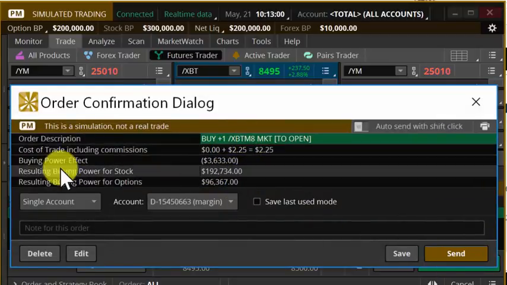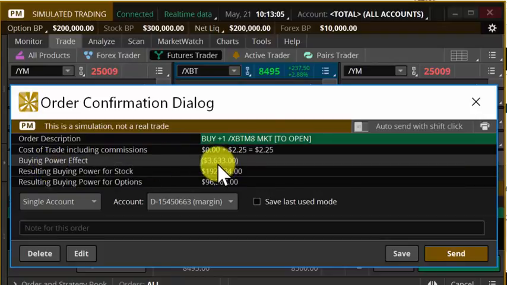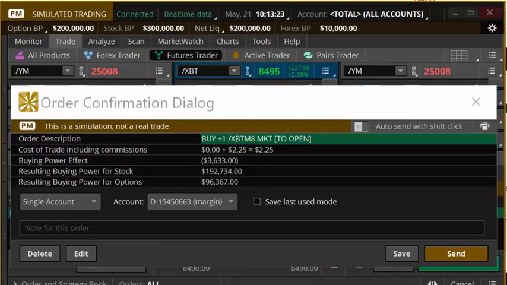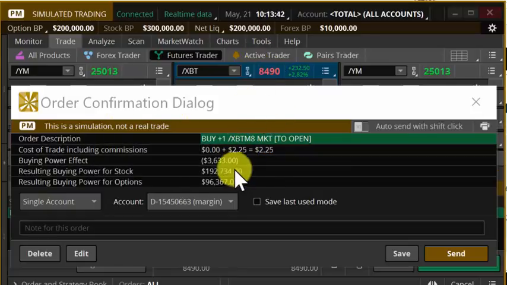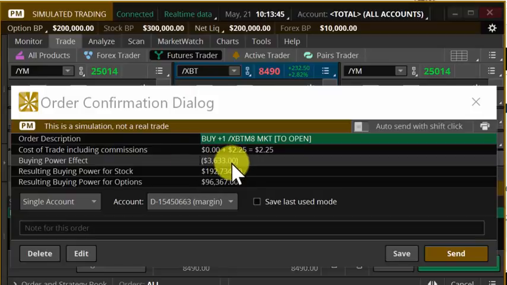Now you have market, and the cost could be $2.25. Buying power effect 3,633. And you think about 8,500, right? So you take half of that, that's about 4,200. And this number is a little bit less. So it's possible that this number is the amount your buying power is reduced by, which is the margin we talked about, which is that 44% of where it's trading at. And so my guess is that's what this number represents. So it reduces your total margin, your buying power effect, by this amount.